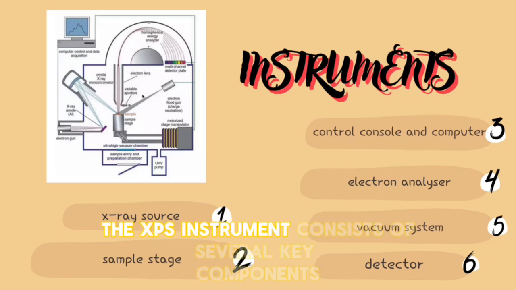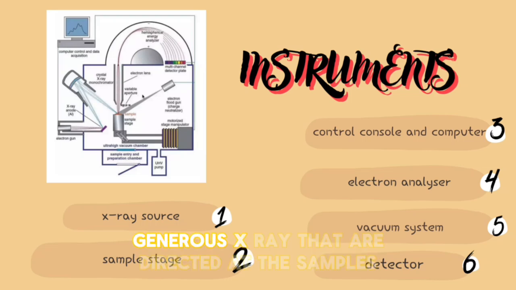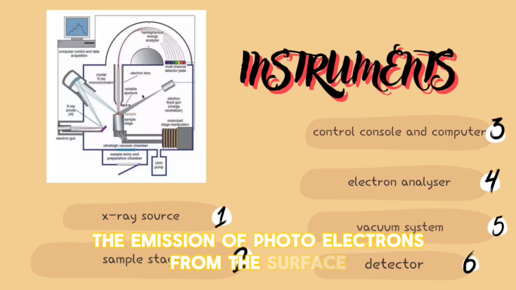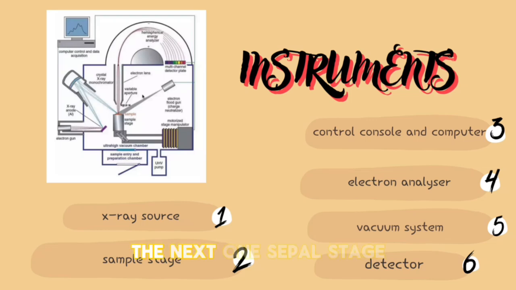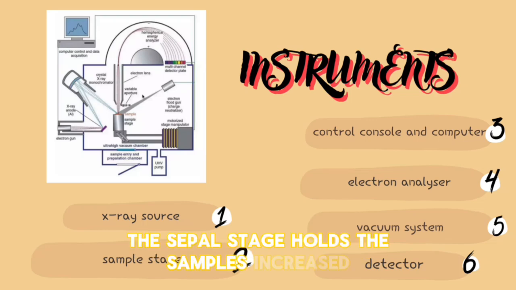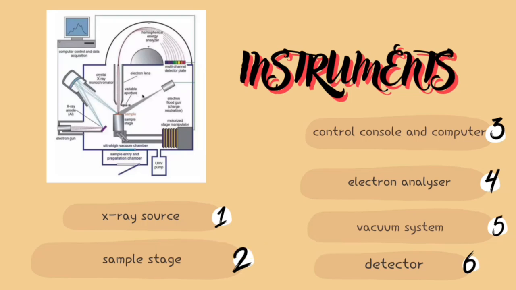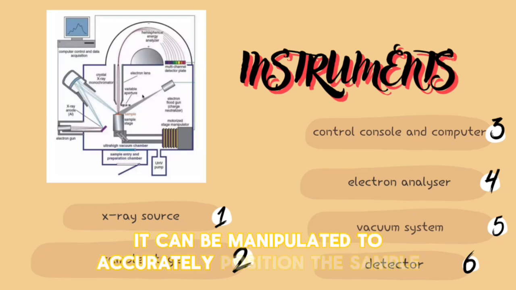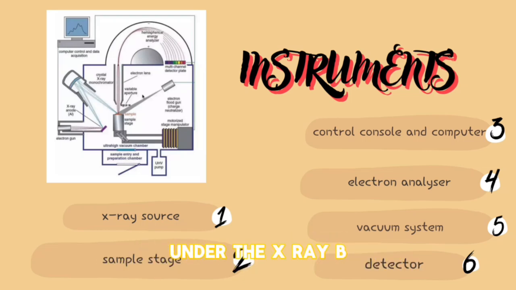The XPS instrument consists of several key components. First, the X-ray source. This part of the instrument generates X-rays that are directed at the sample. The interaction of the X-rays with the sample causes the emission of photoelectrons from the surface. The next one, the sample stage. The sample stage holds the sample in place during the analysis. It can be manipulated to accurately position the sample under the X-ray beam.